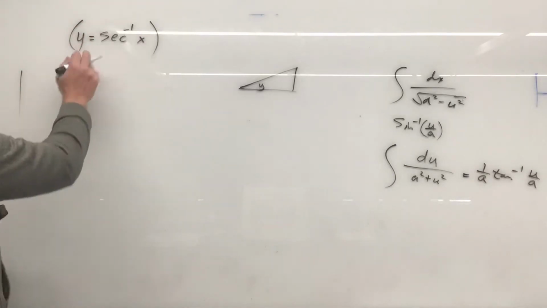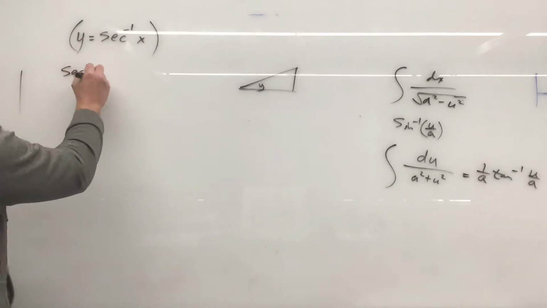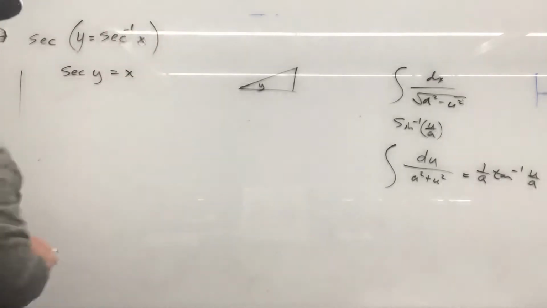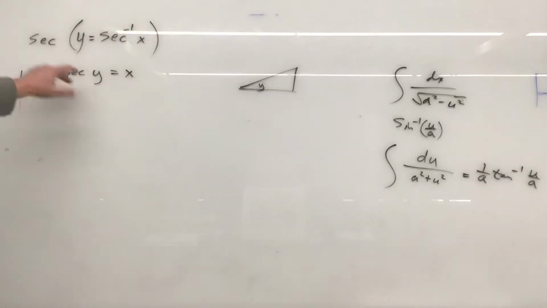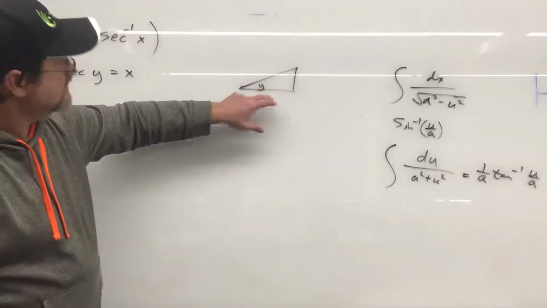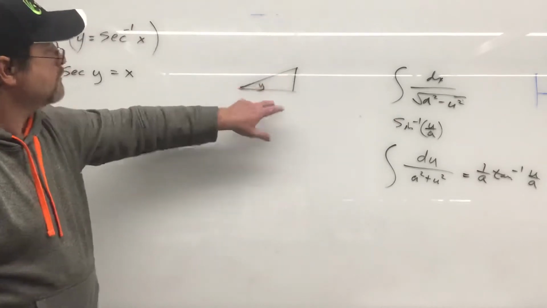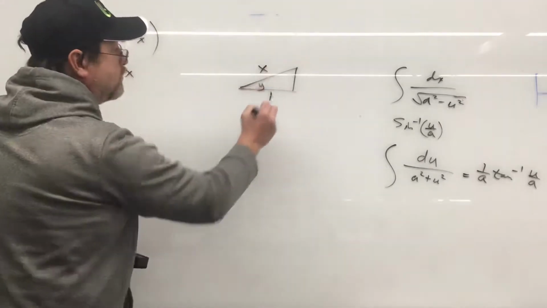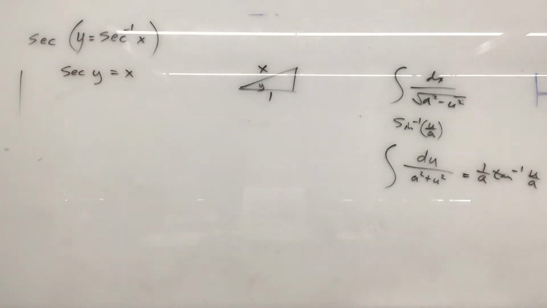So, the first thing I'm going to do is say, well, this would rearrange as secant of y equals x. If I take the secant of each side of this, secant of inverse secant just goes away and I have x. So now I want to draw that triangle. Secant of y is x. Well, what's secant? Secant is 1 over cosine, which means since cosine is adjacent over hypotenuse, secant is hypotenuse over adjacent. And again, x, hypotenuse over adjacent. That allows me to have the ratio of x there.